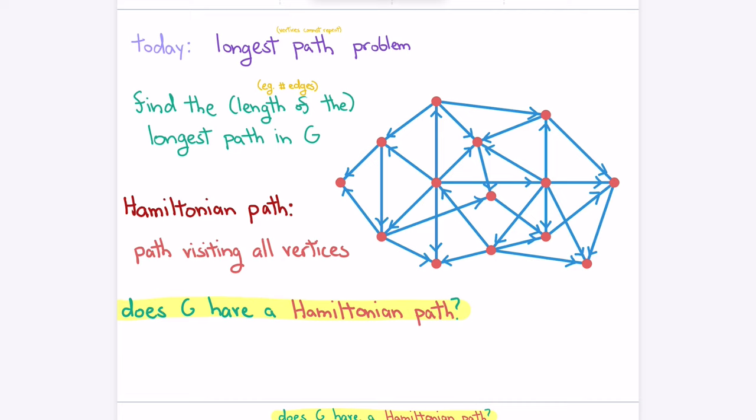It might not have a Hamiltonian path. That's right. So I want to show the longest path is hard. So the question is whether longest path can solve the question of does G have a Hamiltonian path? Because we're doing hardness, so it flips. I do that mistake all the time too.